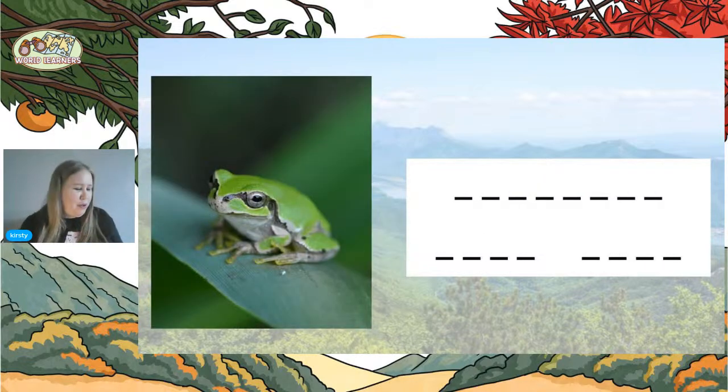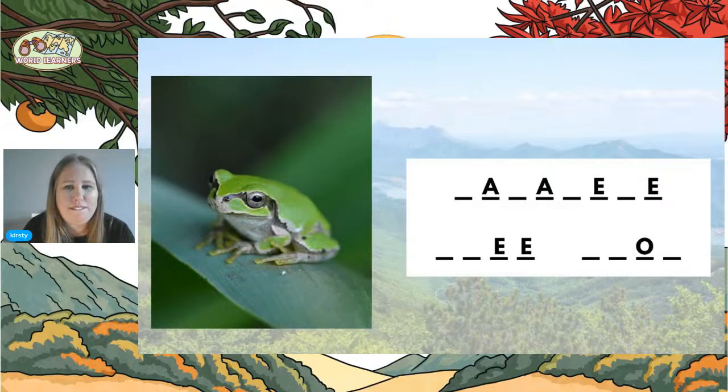Can you tell me what this animal is? Any ideas? We get the type of animal. We've got an amphibian here. What type of amphibian have we got? Shall we drop in the vowels? Right, is that helping us?